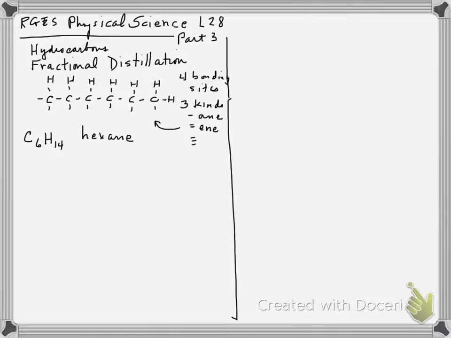Okay. Now, if it has a double bond, it's going to be called ene. That's our suffix. And if it's got a triple bond, we're going to have yne, Y-N-E. Let's see if I can make that a little more clear for you.